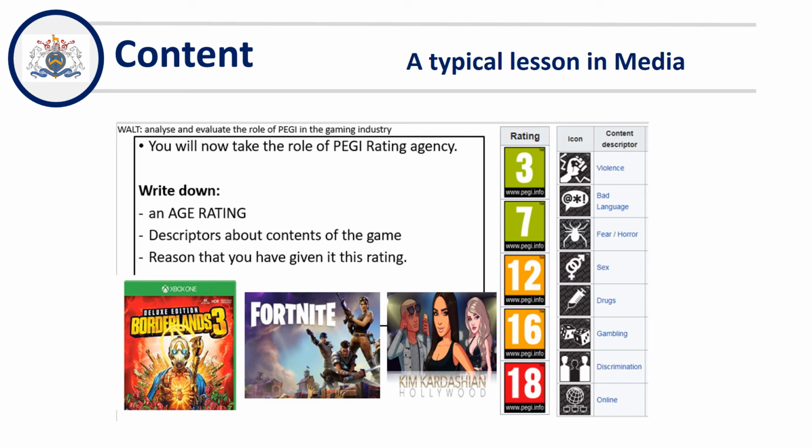And the idea is it gave them some time to think about what should or shouldn't be in games, gave them a bit of time to think about things like censorship, and also it gave them an opportunity to think about the audience and what's appropriate for different audiences. So if you go back to what I talked about before, this was looking at media language and media audiences.